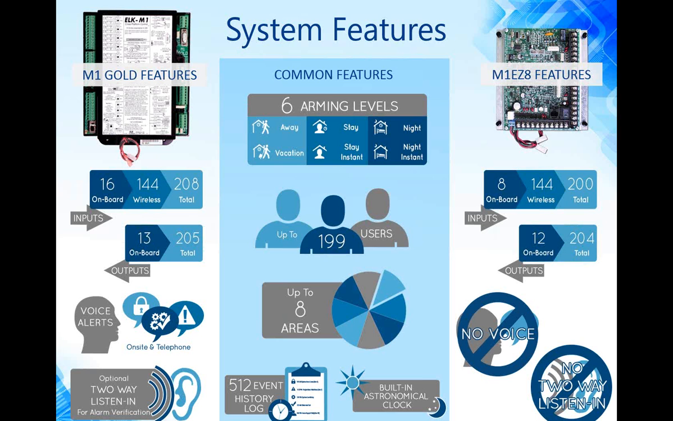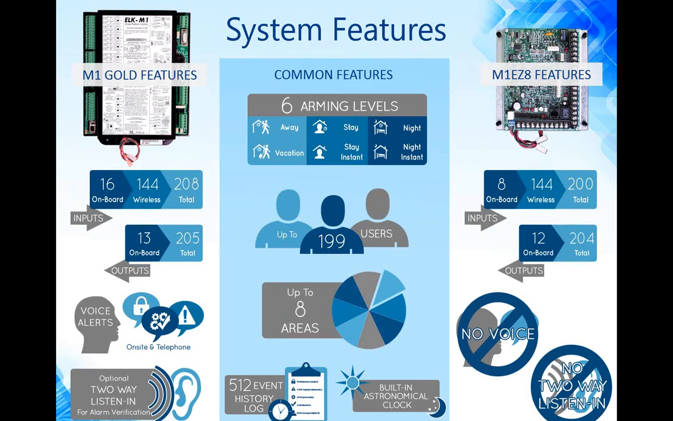If you don't need to use all 6, you can program it in such a way that it gives you what you need so that you can customize that for your customer. So we also support 199 users, a user being either an arm-disarm code or an access credential, whether that be a card or a fob, or an access code, or even a biometric device could be learned into the system as a user, with each individual fingerprint, so to speak, being a user.